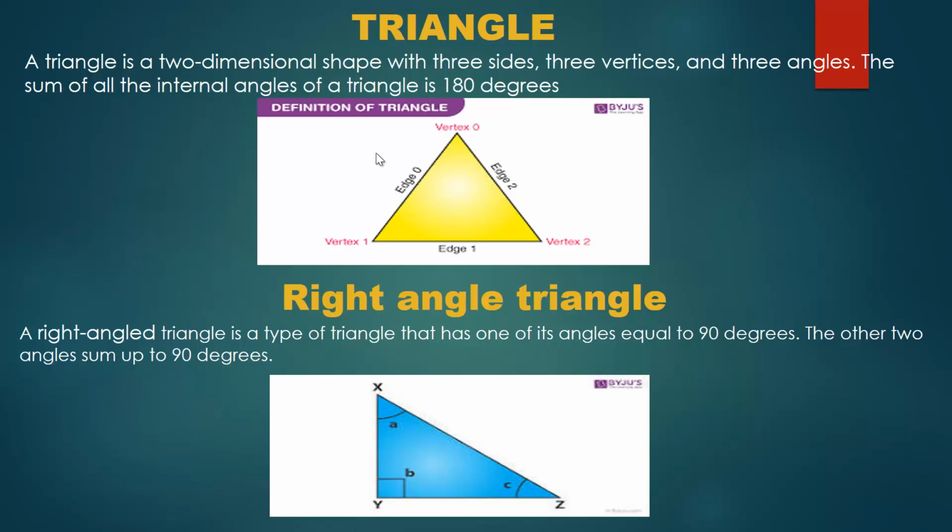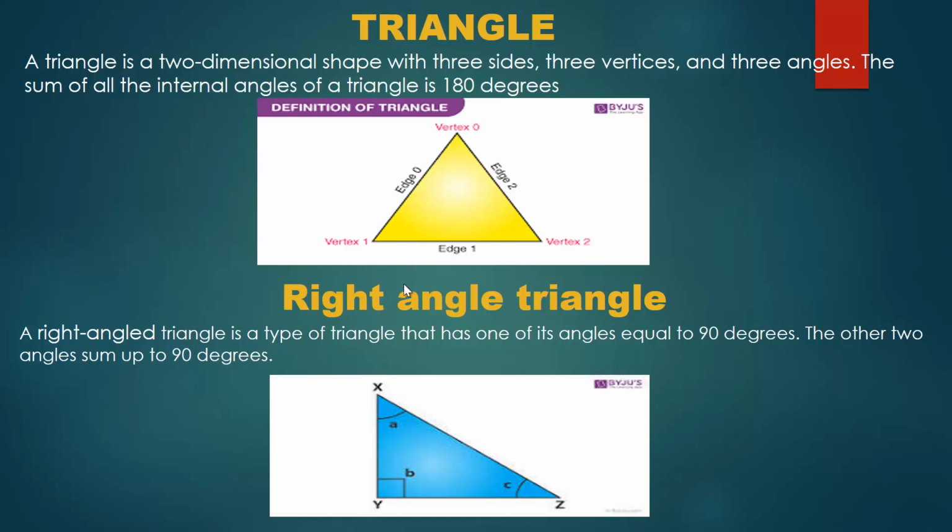And three vertices. This point is called a vertex. This point is called a vertex. Three vertices: vertex 1, vertex 2, and vertex 3. And three angles. There are three angles in a triangle: first angle, second angle, and third angle. And the sum of all the internal angles of a triangle is equal to 180 degrees. So this is the definition of a triangle.